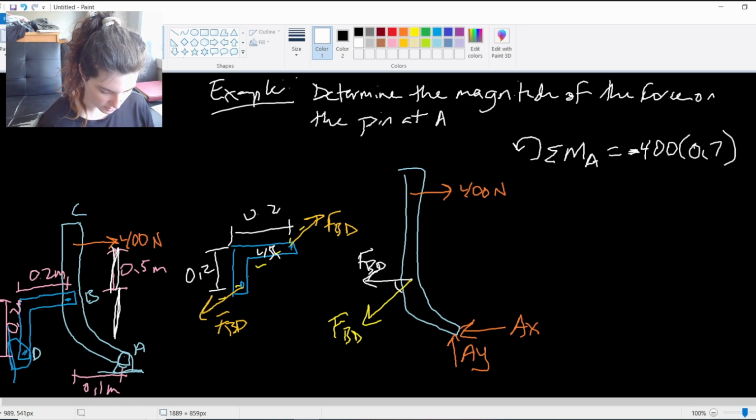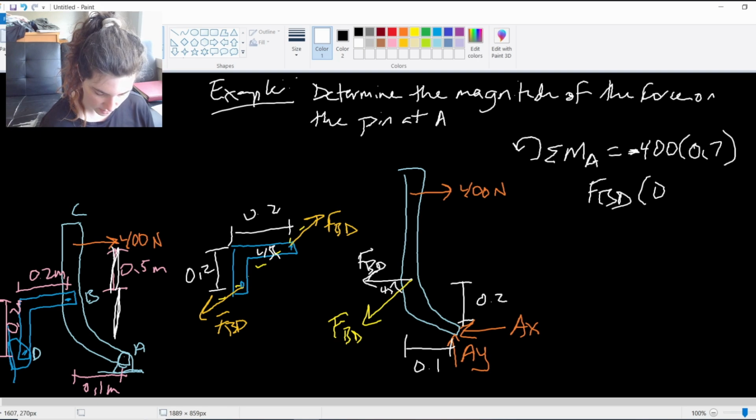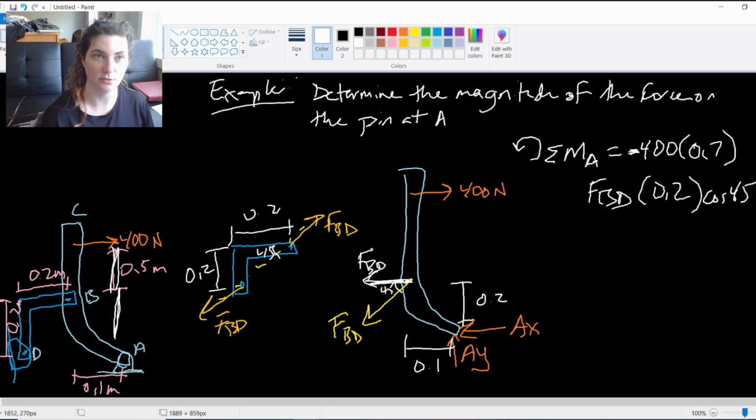So here, this is 45. This distance we said was 0.2, and this distance was labeled as 0.1. So for my x component, it would be FBD times 0.2 times the adjacent here, cosine 45. And we'll notice this is positive, right? It's going counterclockwise, so this is a plus.